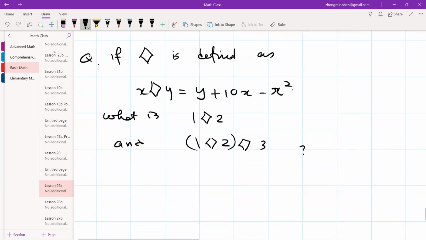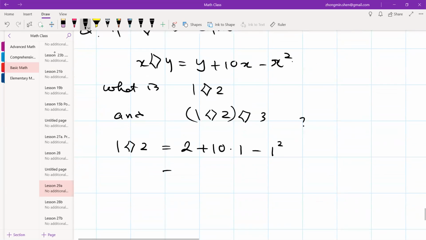What is this? Now it's just going to be 2 times 3. Jasper, you have the answer? Yeah, it's 11. If you do the 1 diamond 2, then 11 is the first thing. Then plus 10 times 3, minus 1 squared.